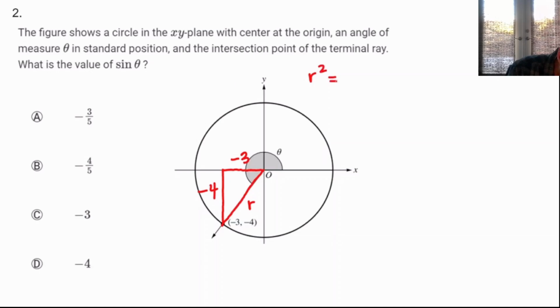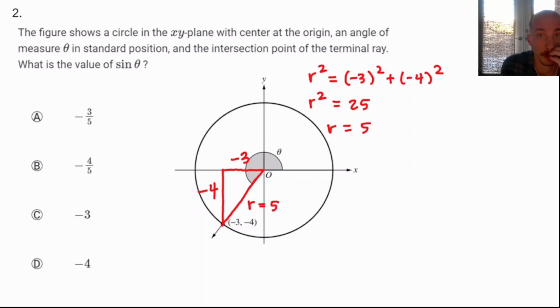So r squared is going to equal -3 squared plus -4 squared, meaning that r squared is 25. And because we're interested in a positive radius of the circle, we're going to say r is equal to +5. Okay. Now we will eventually be interested in where r goes negative, but that'll be more of a discussion of polar coordinates, and we're just not there yet. We need a little time.